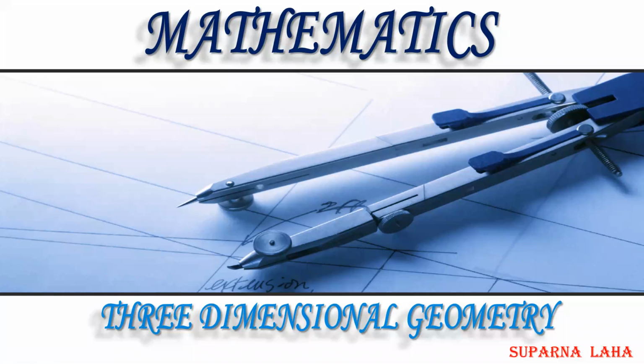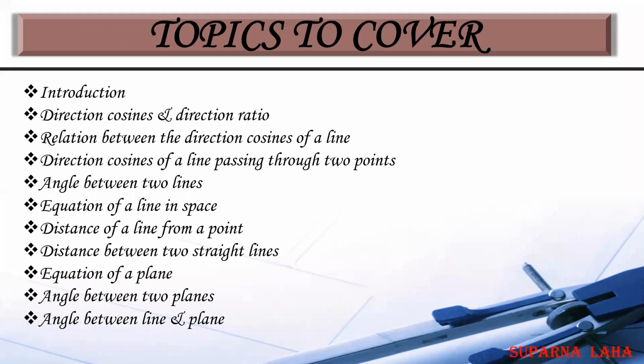Welcome students. We are discussing the chapter 3-dimensional geometry and we completed up to the equation of line in 3-dimensional space. So in today's class we will talk about the distance of a line from a point, definitely the perpendicular distance, and the distance between two straight lines, that is the shortest distance or the perpendicular distance, shortest distance between two straight lines.